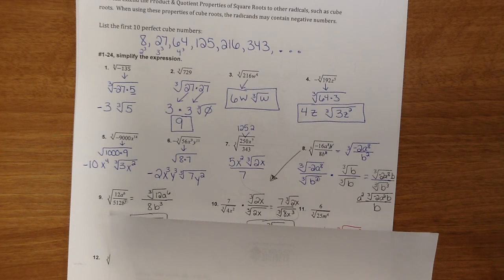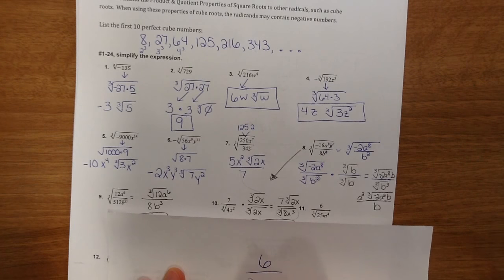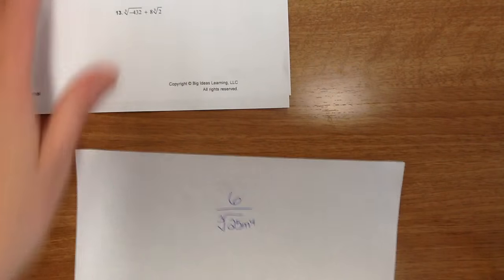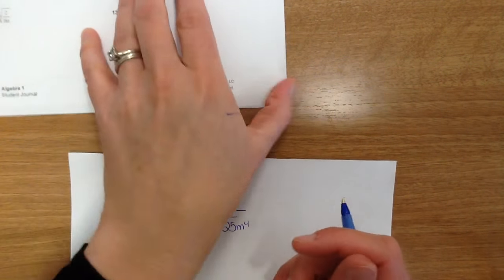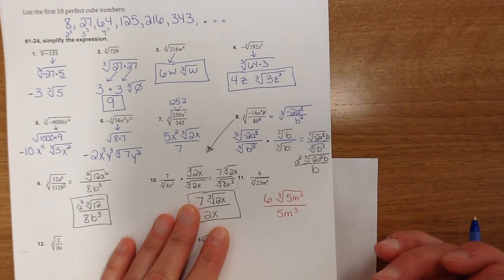So actually, I'm just going to recopy it onto this other piece of paper here. I don't have a lot of room there. Okay, so there's number 11. Did you have time to check it? Sorry, I might have moved kind of fast there. When I'm by myself, I go kind of fast.